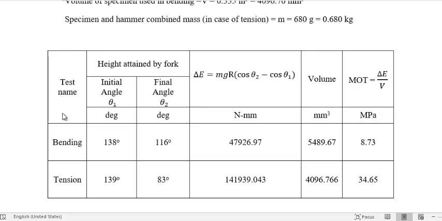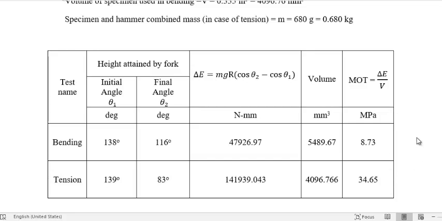Then it's the table to report observations and calculations. Test name: bending, tension, we'll be performing both of them. Height attained by the fork, initial angle: this will be measured when we give free run to the fork, and 138 degrees, 139 degrees. Final angle is when the specimen is placed in the path of the hammer and it fails. So these angles are also part of our observations. And then simply delta E will be calculated by using all these known values. Volumes are also known, and then you will calculate modulus of toughness using this formula.